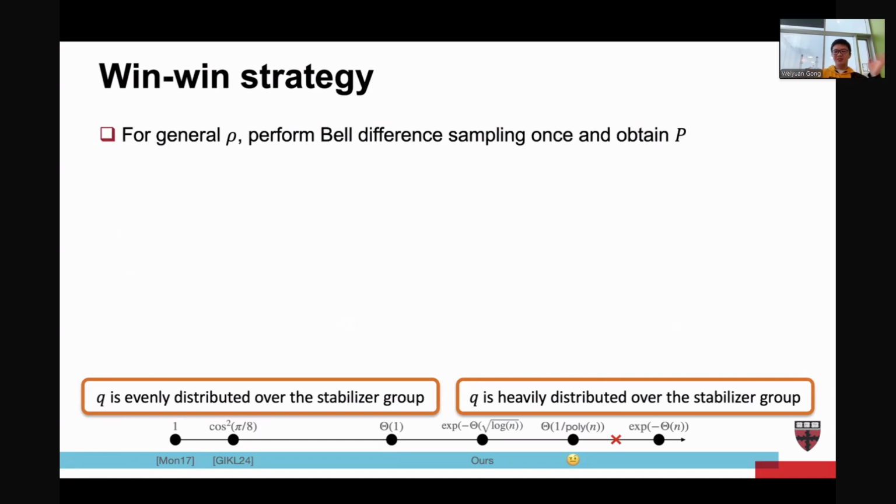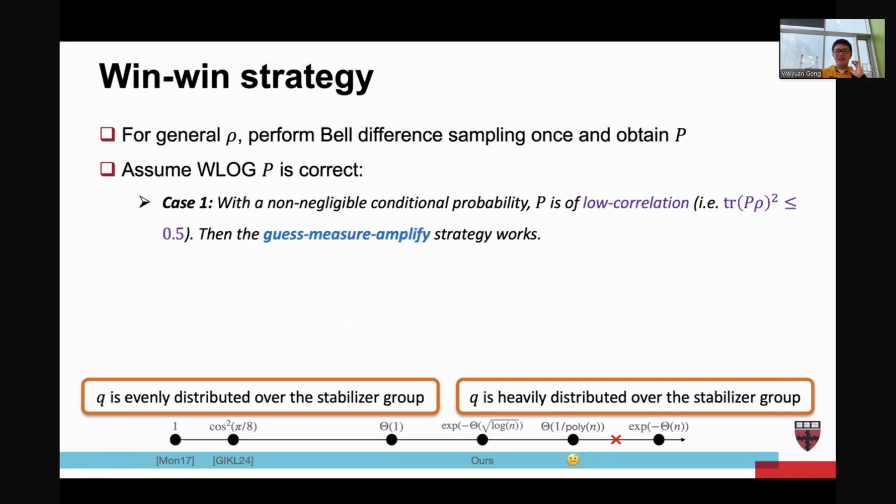For general ρ, again, we perform Bell difference sampling once and obtain a Pauli string P, and P is correct. That's what we assume. For case 1, P is low correlation, which means that trace(Pρ)² is small. Then this corresponds to the case in the previous slide when trace πρ is small, and this will amplify the stabilizer fidelity for the ρ after you do post selection.